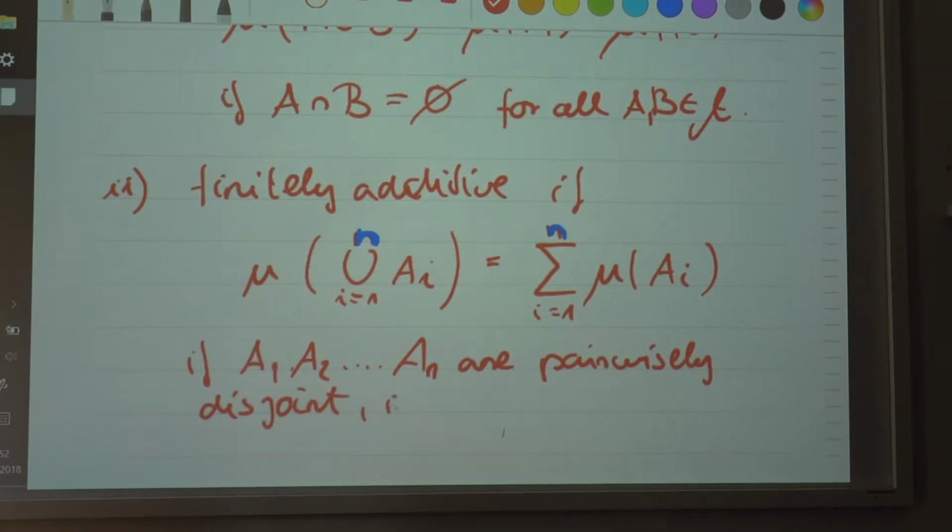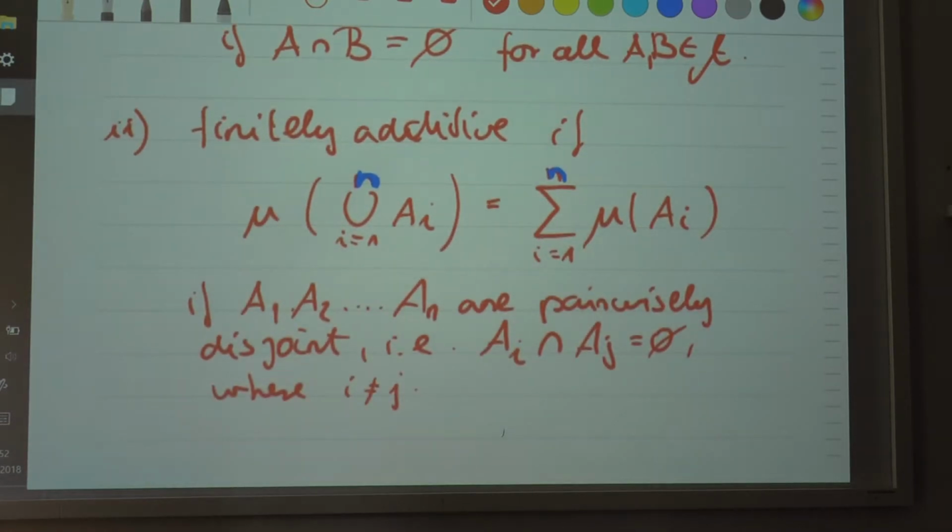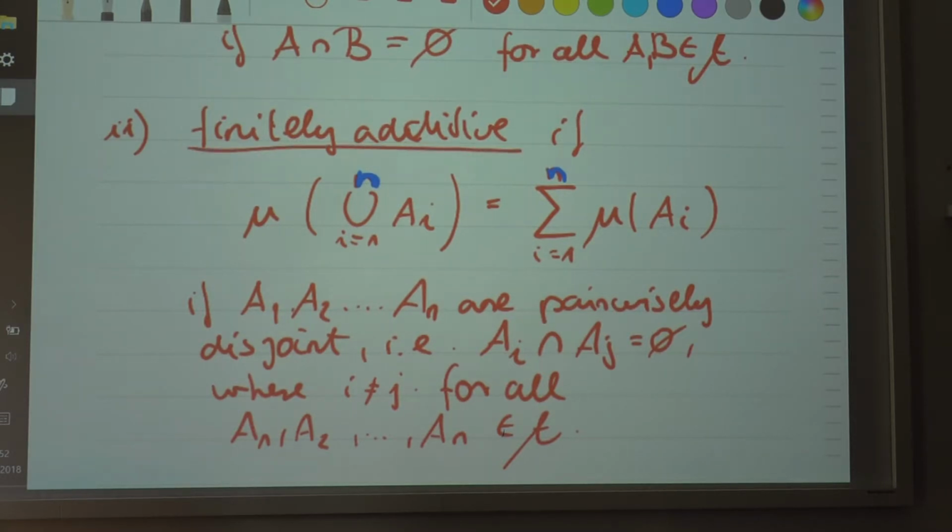That means the intersection of Ai and Aj is empty, provided that i is not equal to j, and that must be true for all elements. These sets are all elements of the sigma algebra in which the function is defined. So this is what a finitely additive function is. This is finite additivity, if you say it like that.